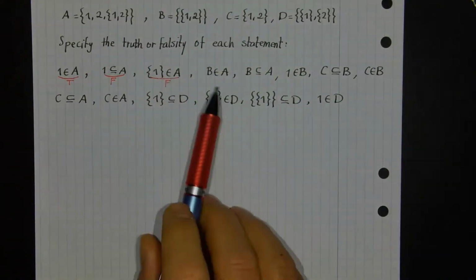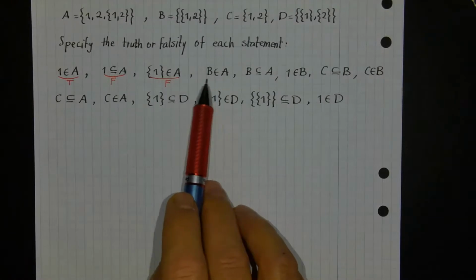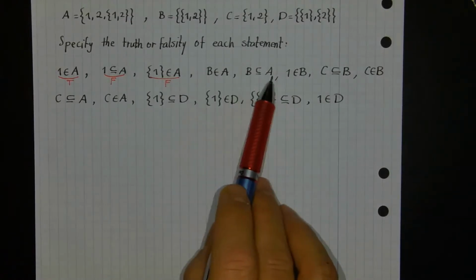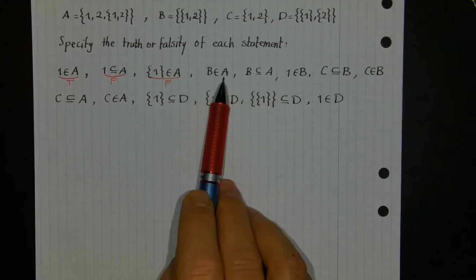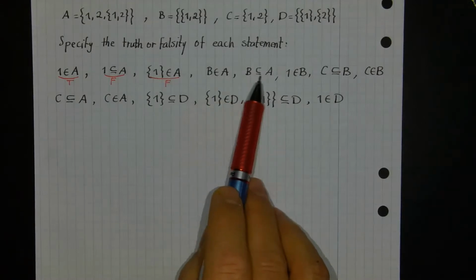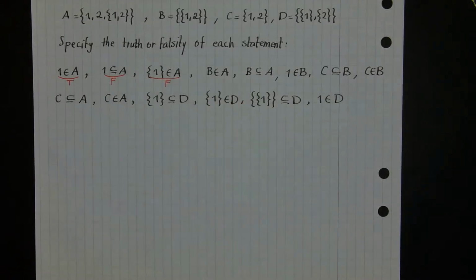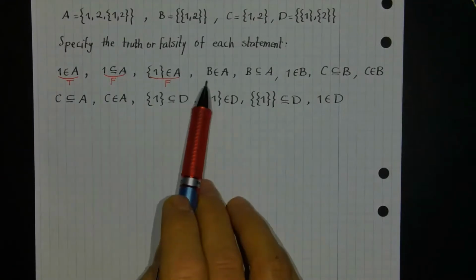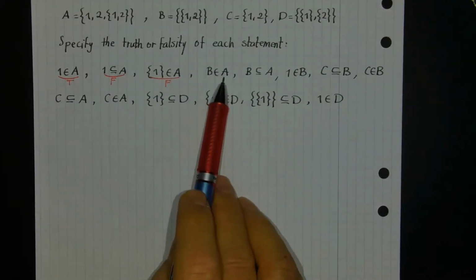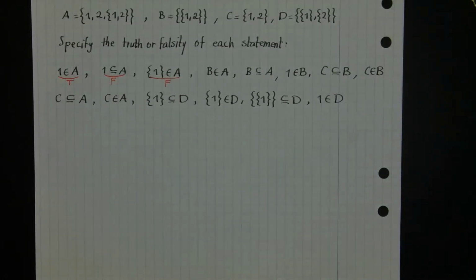Okay, now let us go and see. You see, I have intentionally written both of them. B belongs to A. B is a subset of A. Okay, let us see what happens. Does B belong to A is a correct statement. Is this true or false? B belongs to A.